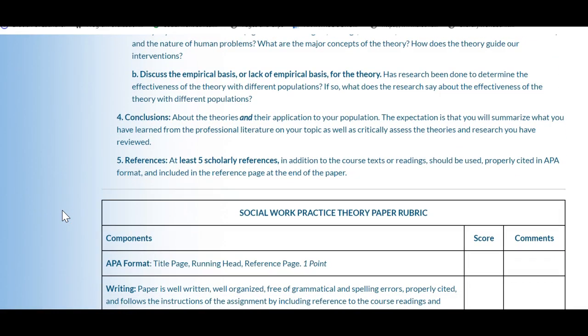You'll have your references section. Please make sure this is on a separate page. At least 5 scholarly references, in addition to the course texts or readings. And so one of the references can be the Walsh text or one of the other course texts, even from Social Work 505. Make sure it's properly cited.